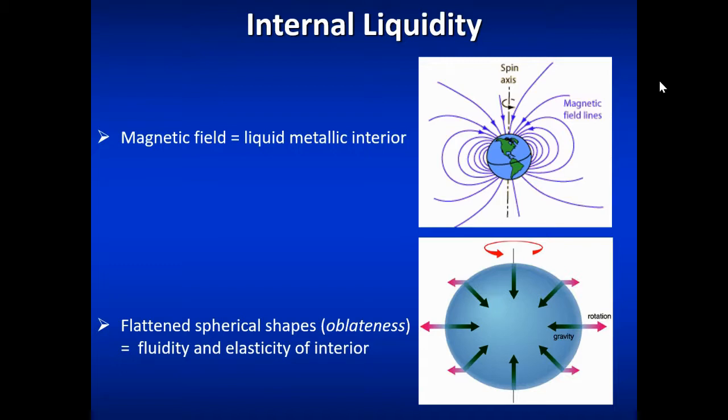So the Earth does this. The Earth is called an oblate spheroid. That means it's a sphere that's flattened out at the poles and bulging at the equator. This is because it's got liquid inside. The planet has this oblateness. We know it's got liquid.